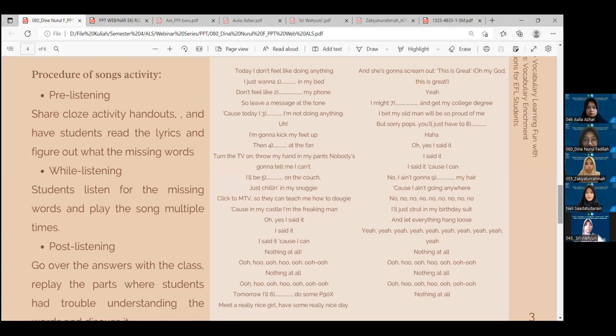And the last one is post-listening. Go over the answers with the class. If necessary, replay the part where students had trouble understanding the words. Go over grammar points as necessary, and also discuss words that are still unfamiliar to them by explaining their meaning to increase their vocabulary knowledge, for example the meaning of a word, the synonym or antonym, and so on. After that, students sing the song together to remember the vocabulary that has been learned and to learn the pronunciation of the lyrics.